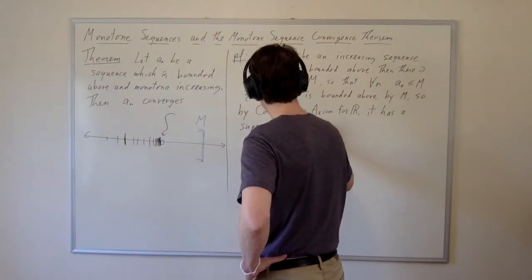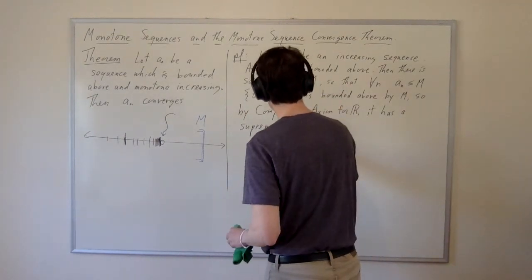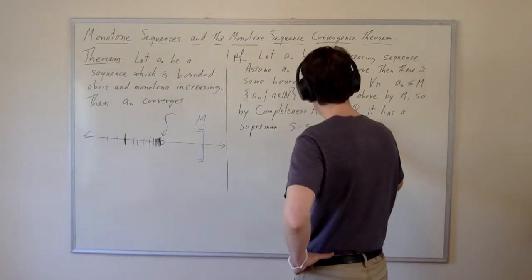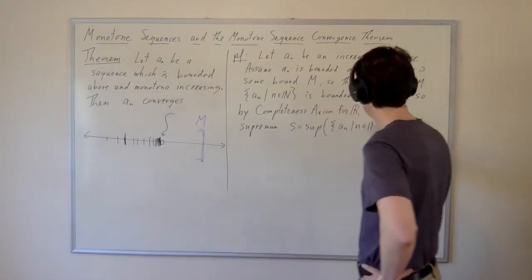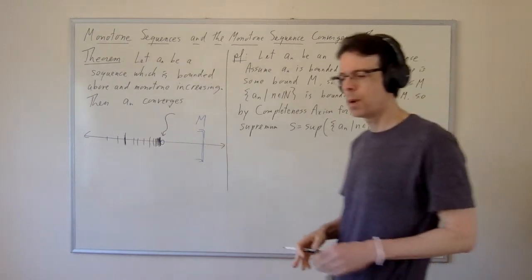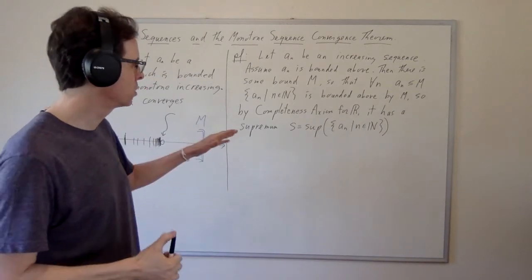And we'll call that S for supremum. So S equals the supremum of the set of all a_n, where n goes over the naturals. And let me remind you what the supremum of a set is, again, because it's essential to this proof.